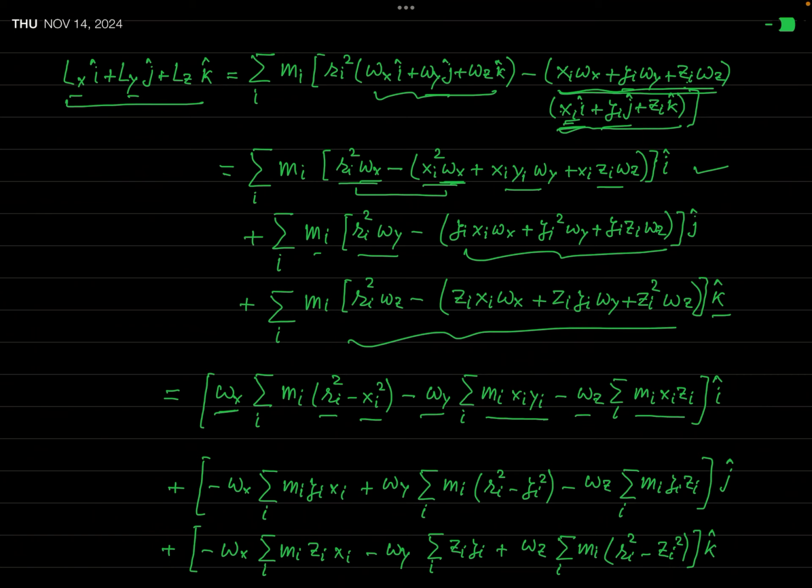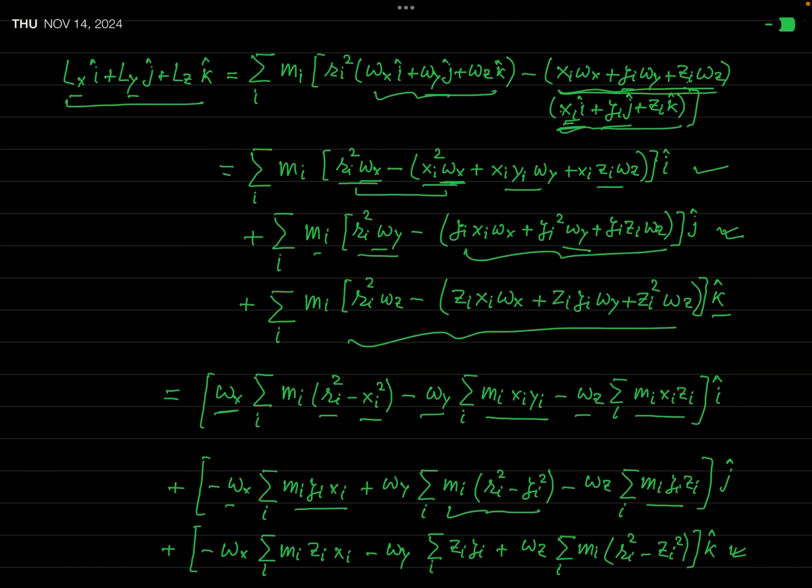Okay. Now see the terms in this second row. In this second row, we can associate the first term, r_i square omega y, and y_i square omega y. So here, this has been written. Okay, and the remaining terms are minus omega x summation over i m_i y_i x_i, minus omega z summation over i m_i y_i z_i, and j will be a common factor. Similarly, the third term has been written.